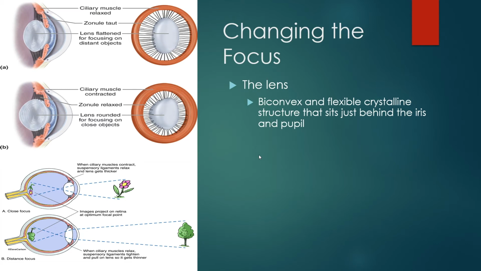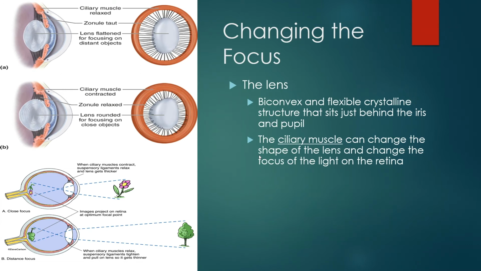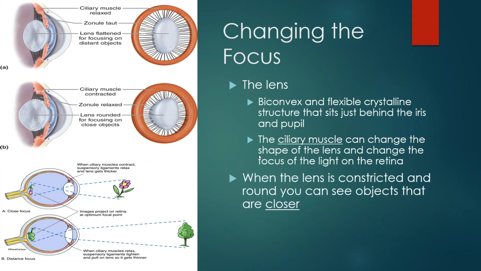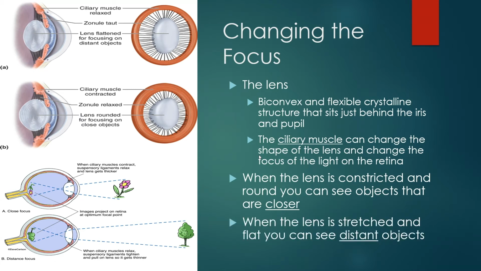So the iris is not what's stretching out the lens. There are specific muscles that surround this thing, the ciliary muscles, that are able to change the shape of it. When the lens is constricted, it's round, and you're able to see things that are closer to you. So that's this picture down here. And when it's stretched and flattened out, you can see things that are farther away. And this is happening extremely fast.